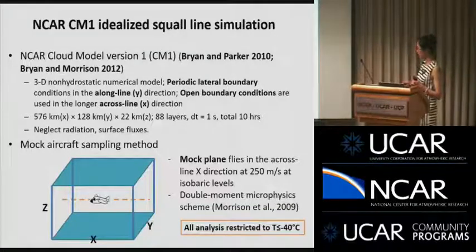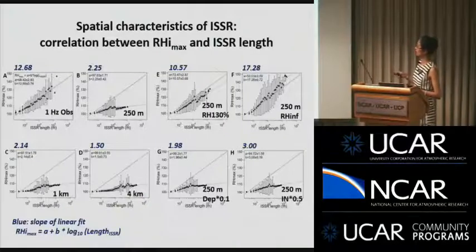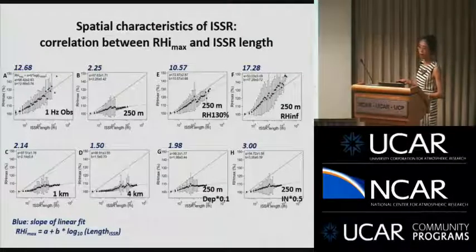And with this kind of one-dimensional sampling, we can plot the spatial characteristics of ice supersaturated region. Here is one Hertz observation, and the other panels are different resolution simulations, 250 meter, 1 kilometer, 4 kilometer, or using different microphysics parameters, such as increasing the Cooper parameterization threshold and excluding the Cooper parameterization once for all, or you have a smaller deposition rate of water vapor, or you have a smaller ice nuclei number concentration. And all of these simulations are using the Morrison double moment scheme.